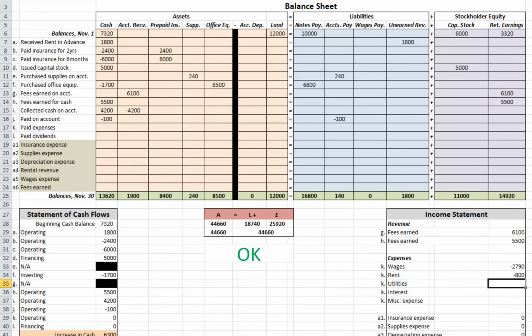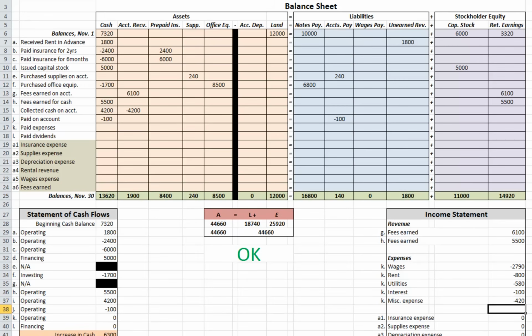Utilities were $580, so minus $580. He had an interest payment on the loans, which was $100, so minus $100. And then miscellaneous expenses of $420, so minus $420. Now, where are we going to record all that?